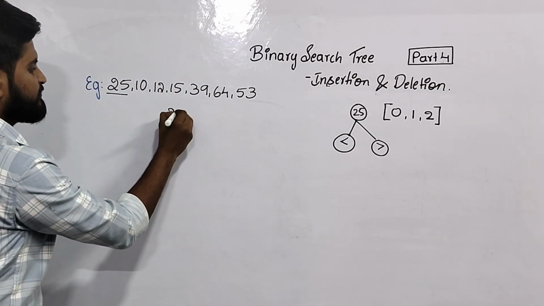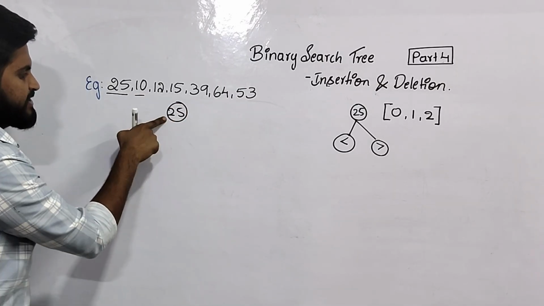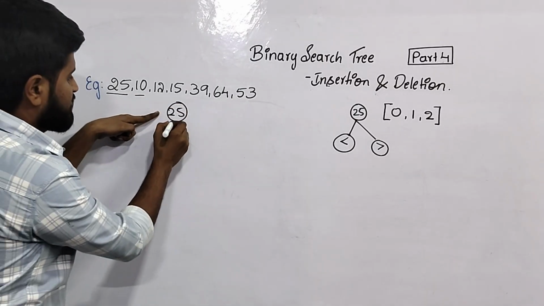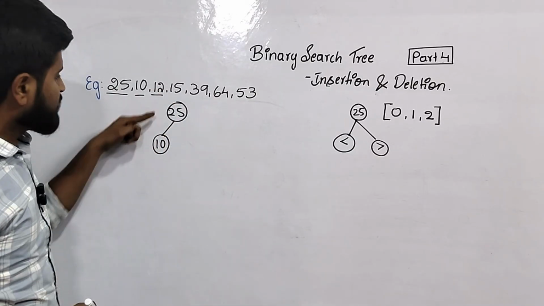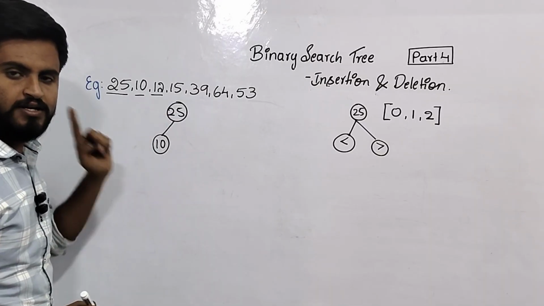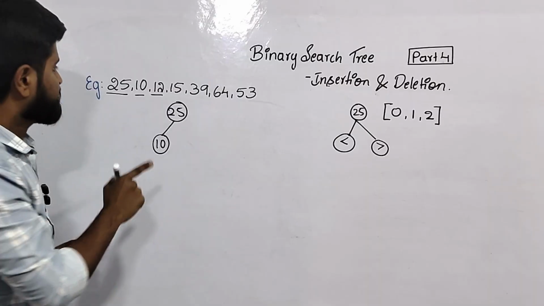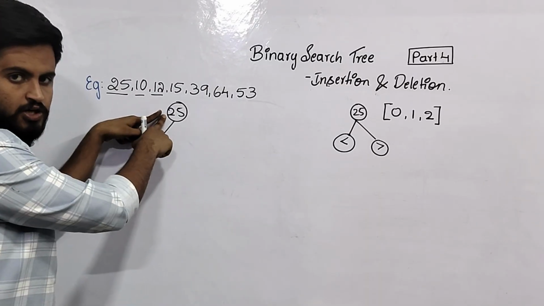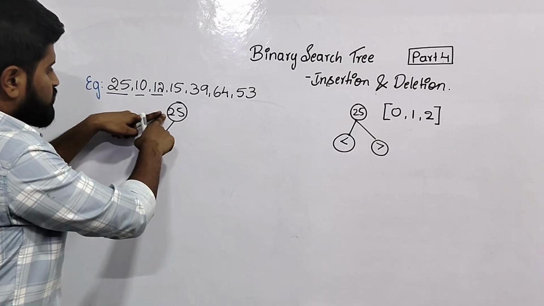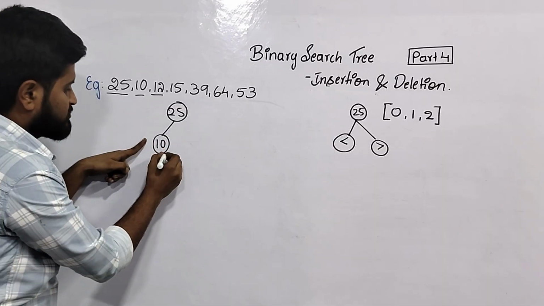First one is 25. So this will become the root node. Next is 10. 10 is less than 25, so we must take it to the left side. Next is 12. While comparing, you must start the comparison from the root node itself. Now I want to insert 12, so I will start the comparison with the root node, that is 25. 12 is less than 25, so left side. But 12 is greater than 10, so right side.